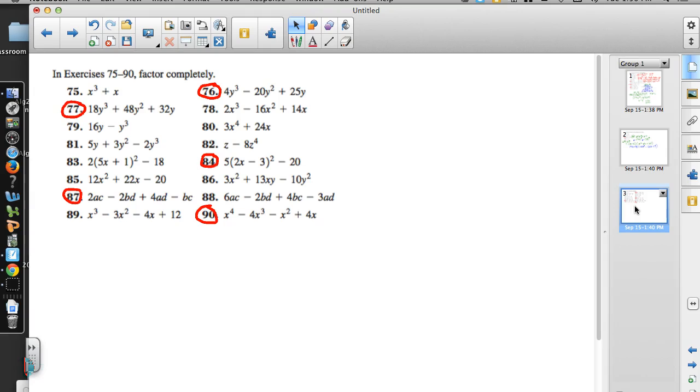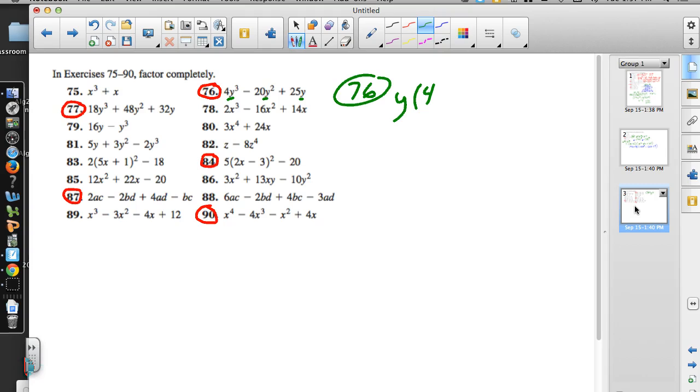This last group, I was talking to you in class about how sometimes they're mixing things up a little bit just to basically mess with your head. That's what they're doing. So 76 says factor completely. And I notice I can't pull a 4 out of everything because it won't come out of the 25. But I can definitely pull a y out of all of those terms. And that will give me 4y squared minus 20y plus 25.